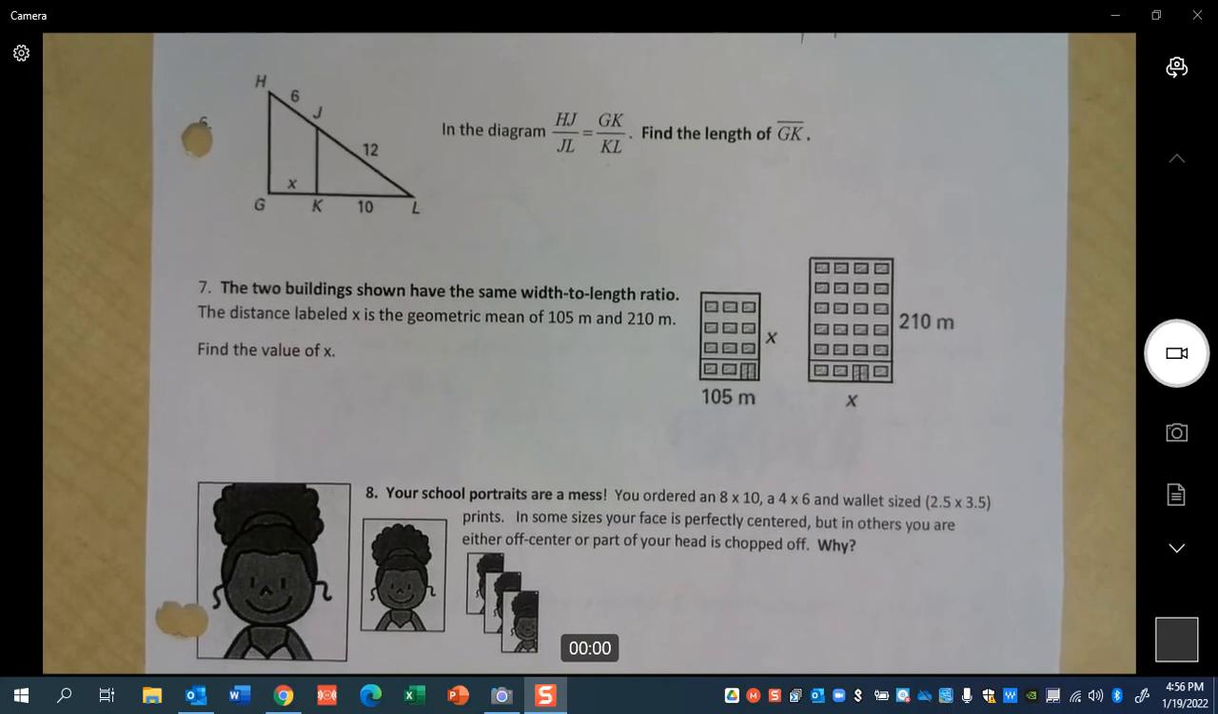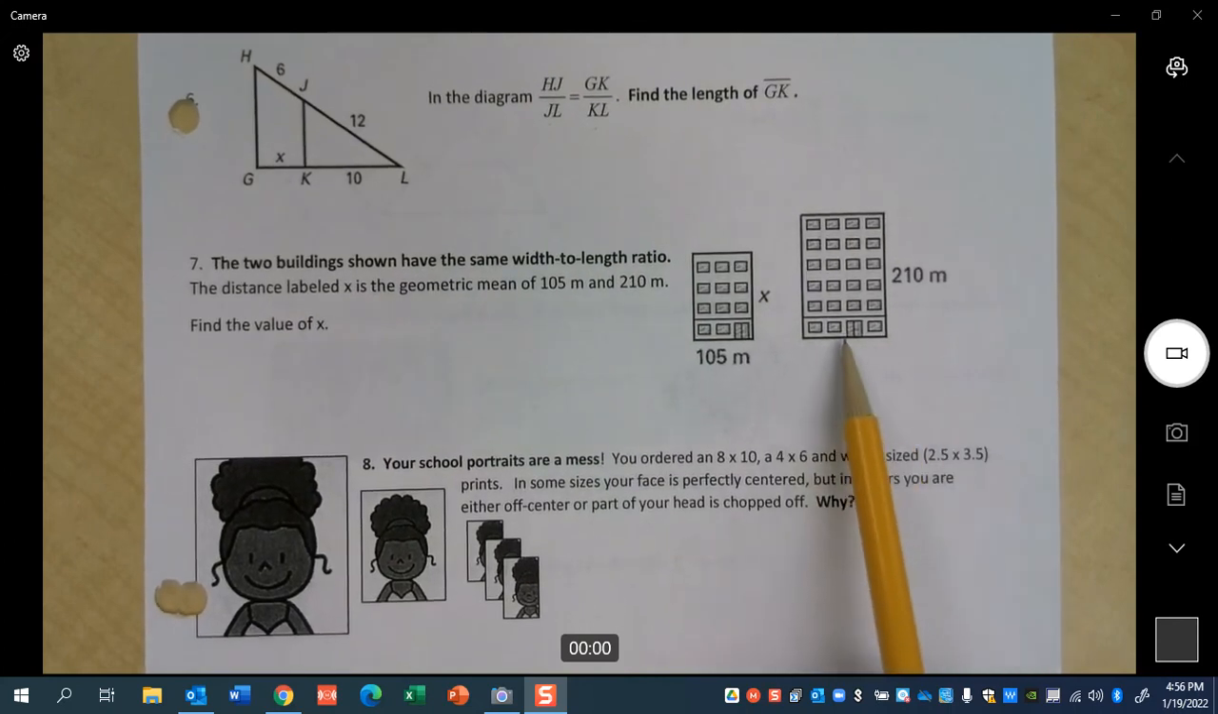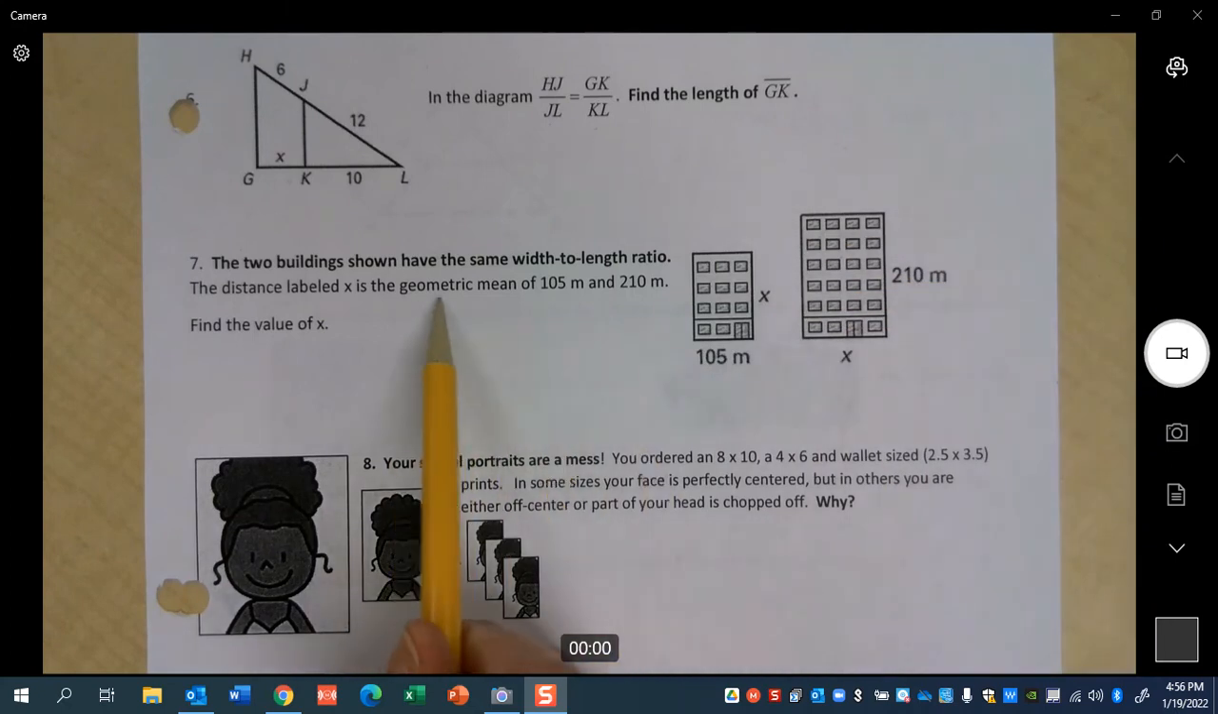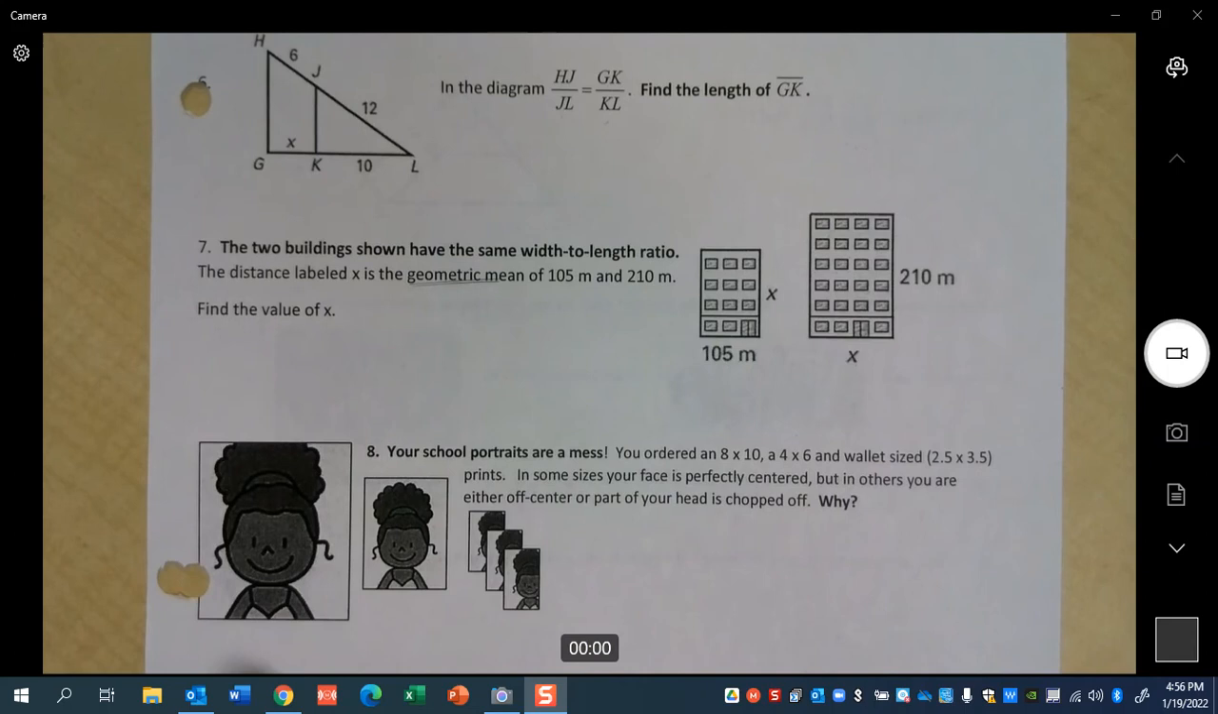So here's an interesting one. Check this out. The length, the width of this building is the same as the height of this one. So that's putting you back in that story of finding the geometric mean. This is a true story. I ordered prints for my kids' school pictures, and some of them, their heads are chopped off. Some of them, they're in the center, and some of them, they're completely off center. Why do you think that's the case?